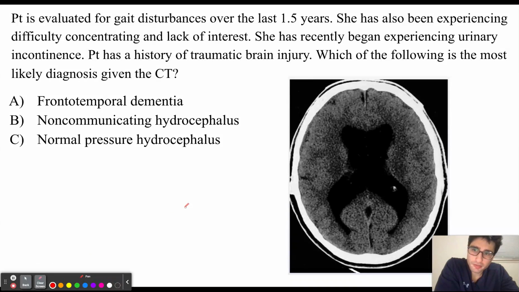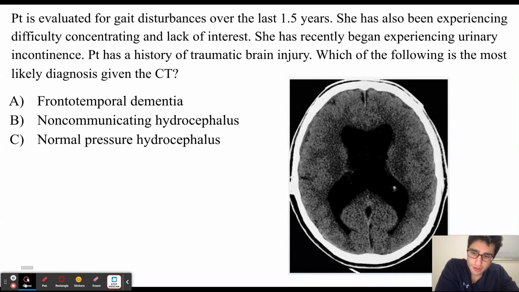Patient is evaluated for gait disturbances over the last 1.5 years. She has also been experiencing difficulty concentrating and lack of interest. She has recently begun experiencing urinary incontinence. Patient has a history of traumatic brain injury. Which of the following is the most likely diagnosis given the CT?